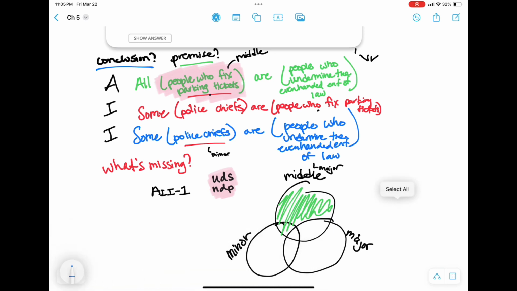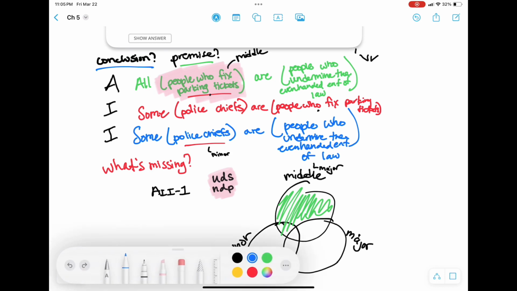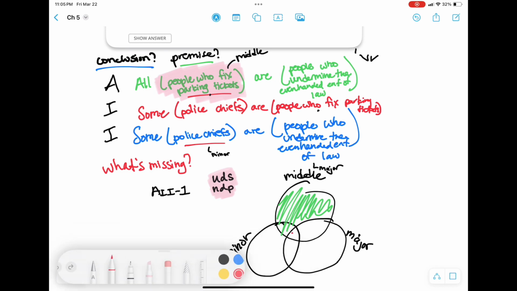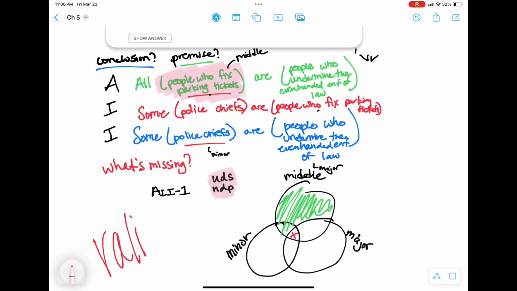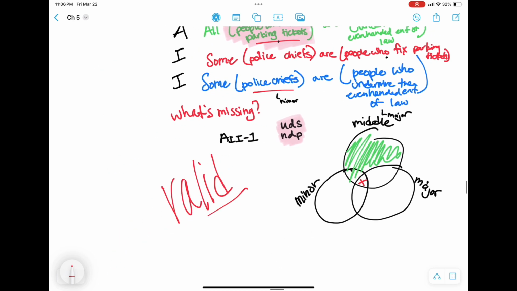And then premise 2, some police chiefs are people who fix parking tickets. This is a particular claim, so we're going to get an X instead of shading. Some minor are middle. So that means that little region that contains the intersection of minor and middle, there's got to be something in there. So then the conclusion does follow that some police chiefs are people who undermine the even-handed enforcement of the law. So this argument is valid.